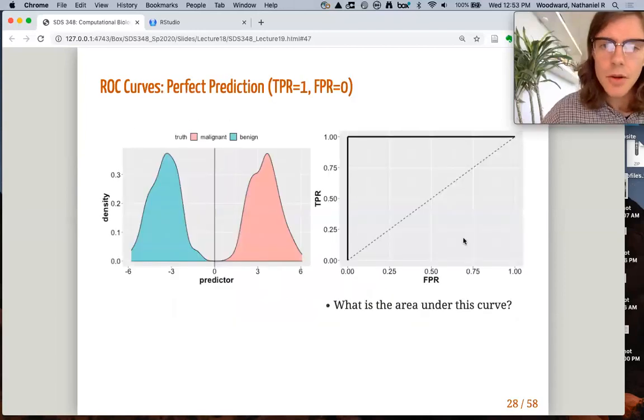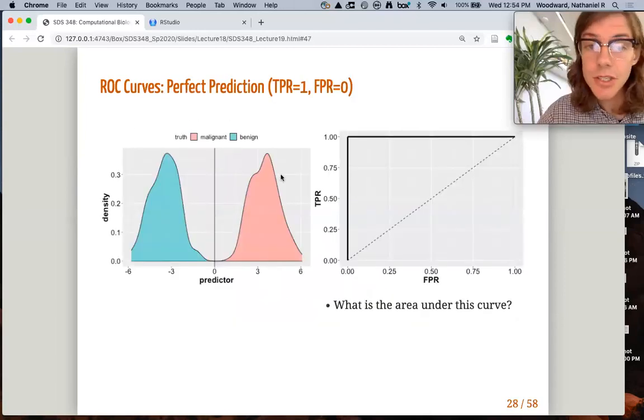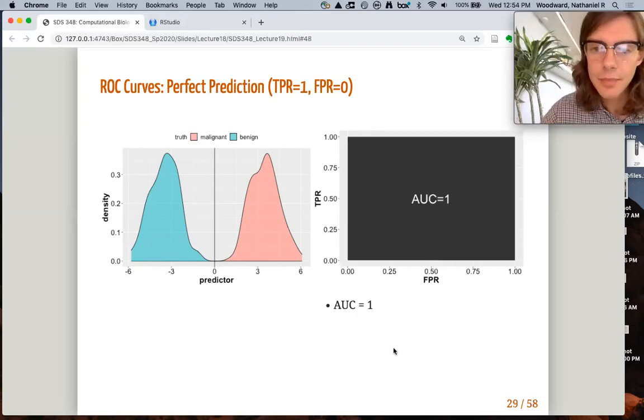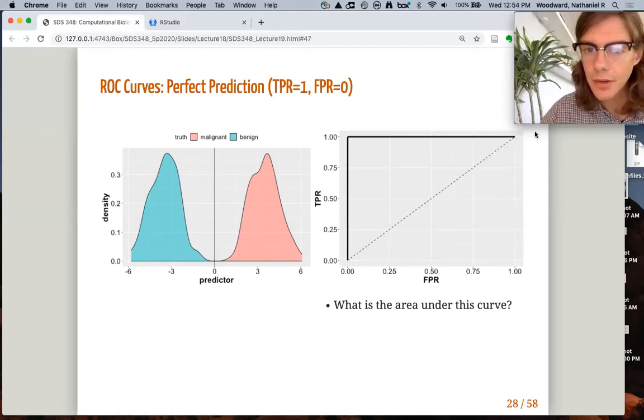Cool, so here's a situation. Imagine everybody who's malignant, you're predicting malignant, and everybody who's benign, you're predicting benign. So there's no overlap. There's no false positives, no false negatives. You'd get a curve just like this one, and the area under that curve would be 100%. The area under this, you get an AUC of 1.